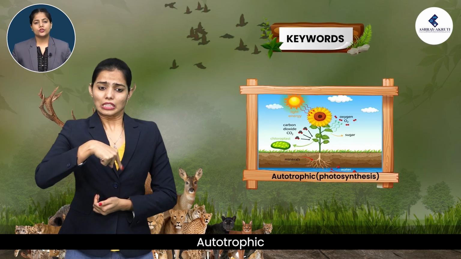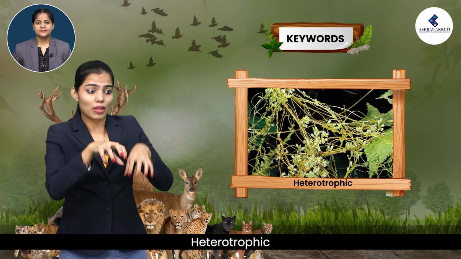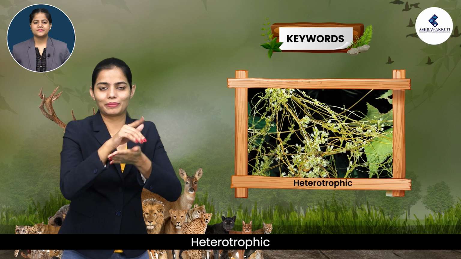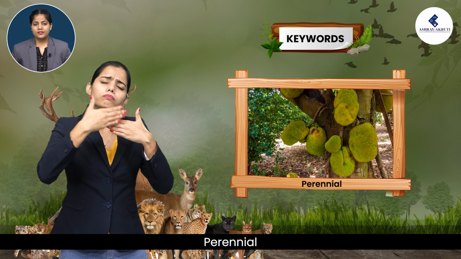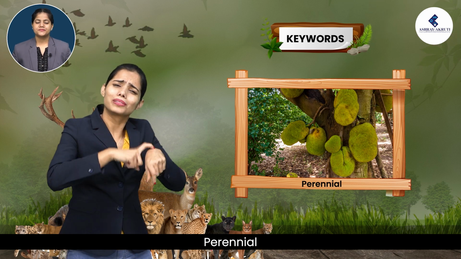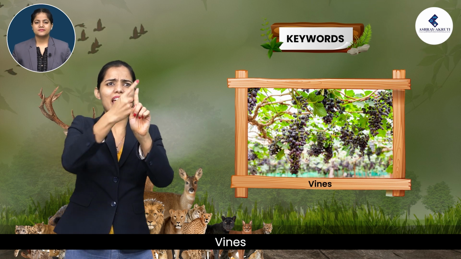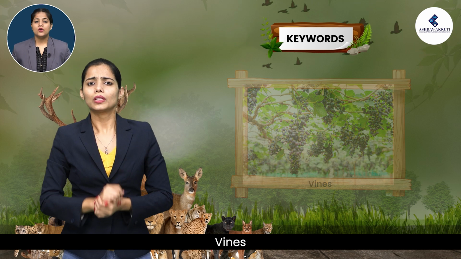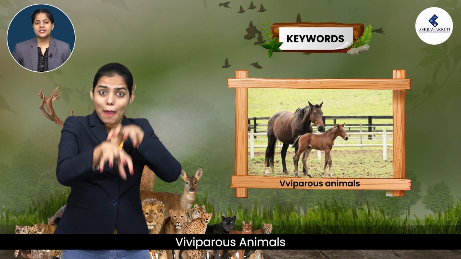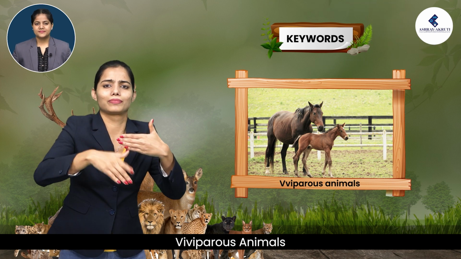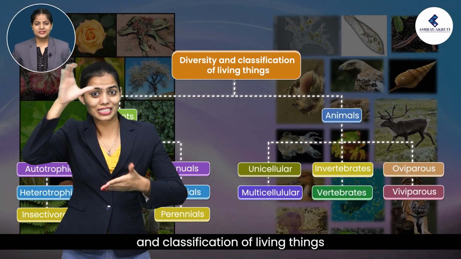Keywords: autotrophic, heterotrophic, insectivorous, perennial, vines, oviparous animals, viviparous animals. Let's see the diversity and classification of living things in this concept map.